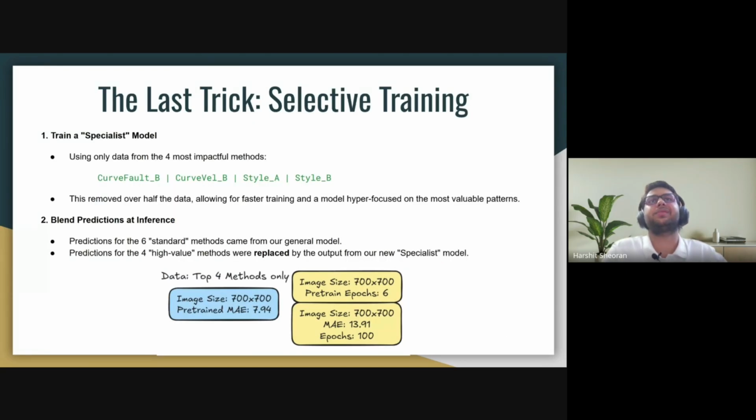And the last small trick is selective training. I noticed that only 4 of the methods were actually making an impact. So I only take those samples and remove over half their data and just allow the model to hyper focus on them. And then I blend the predictions, where I choose the 6 standard methods from the general model we trained, and these 4 methods are chosen from the specialist model.